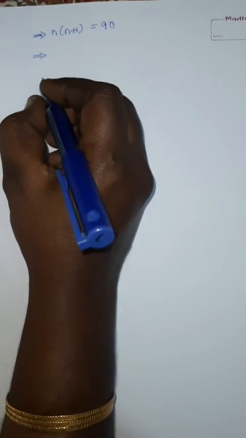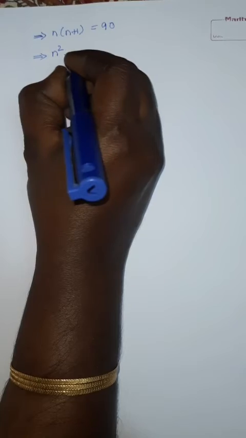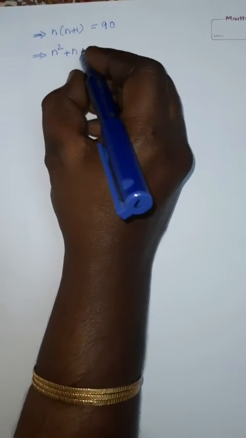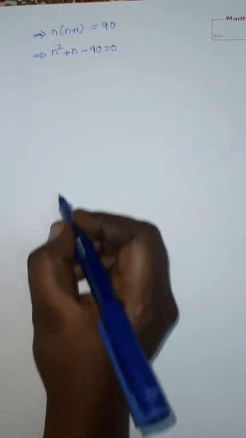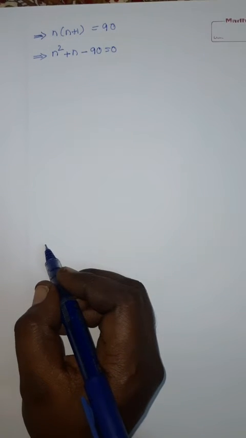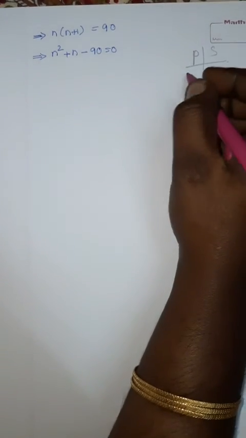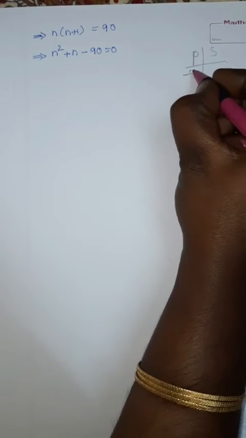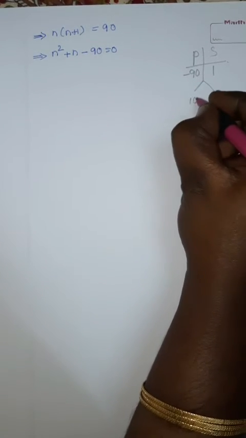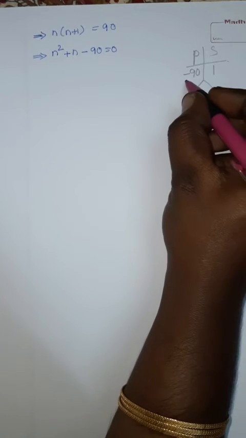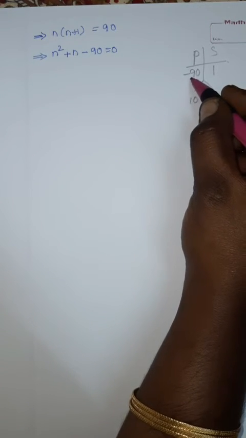Okay, on the left side we can multiply out the bracket: n times n is n² plus n. This 90 you can take to the left side, that is n² + n − 90 = 0. Now we can find the suitable factors using the product-sum method. So the product is −90 and the sum is 1. But what are the suitable numbers? 10 and 9. 10 into 9 is 90.